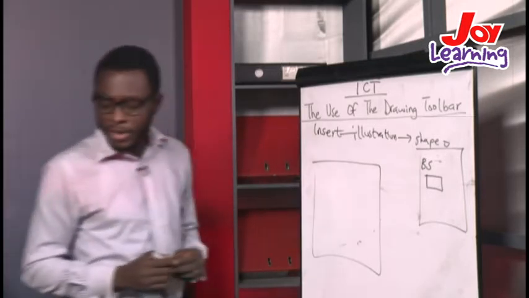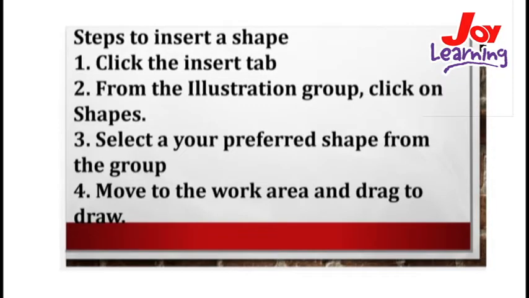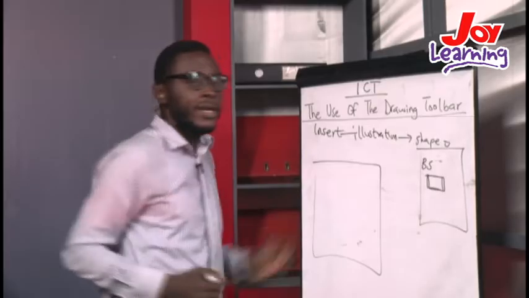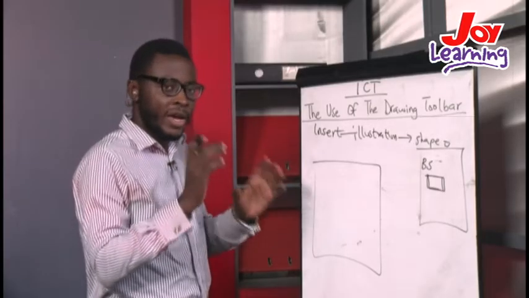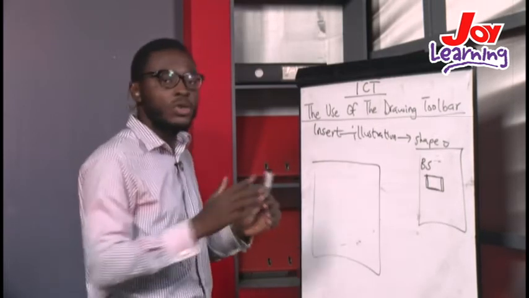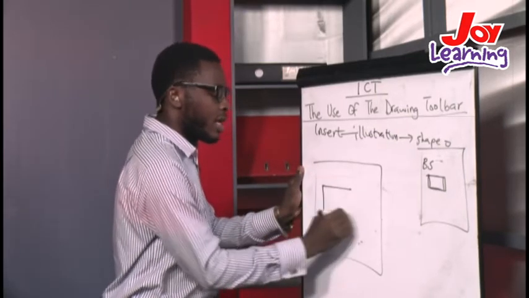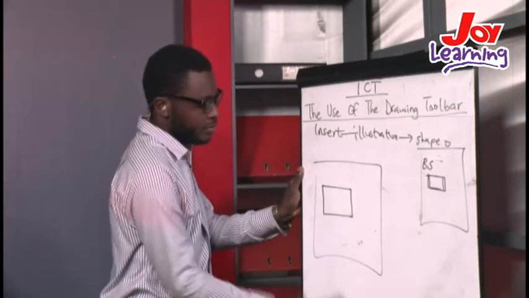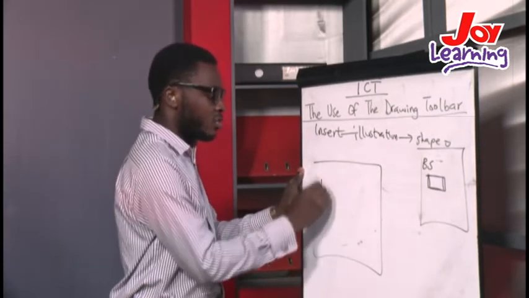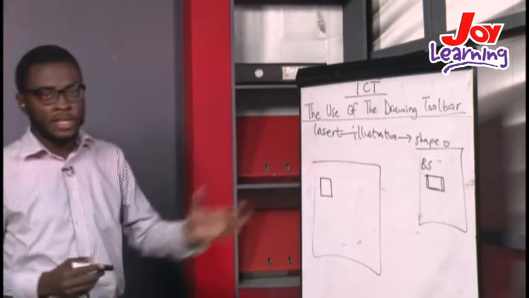Then the next thing is to drag to draw. And we said dragging is holding the left mouse button while moving the mouse. So with your rectangle tool that has been selected, since you want to draw a square, you hold onto the shift key. You put your hand on the shift key while you draw the rectangle. So as you are drawing the rectangle, it will turn out to be a square. Because it's not drawn to scale, let's assume this is a square.